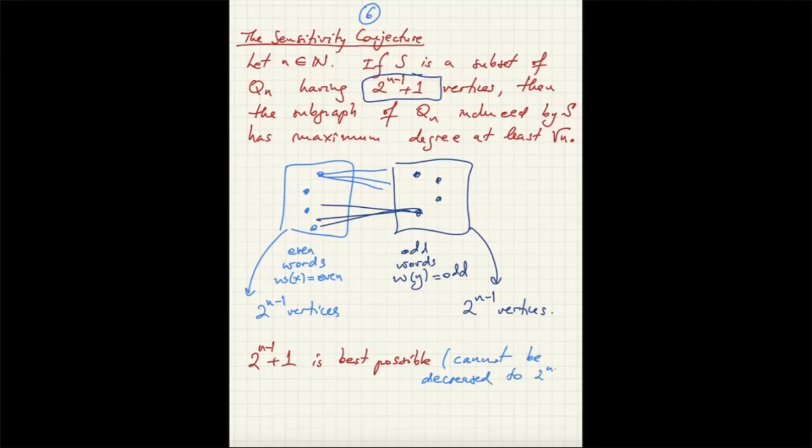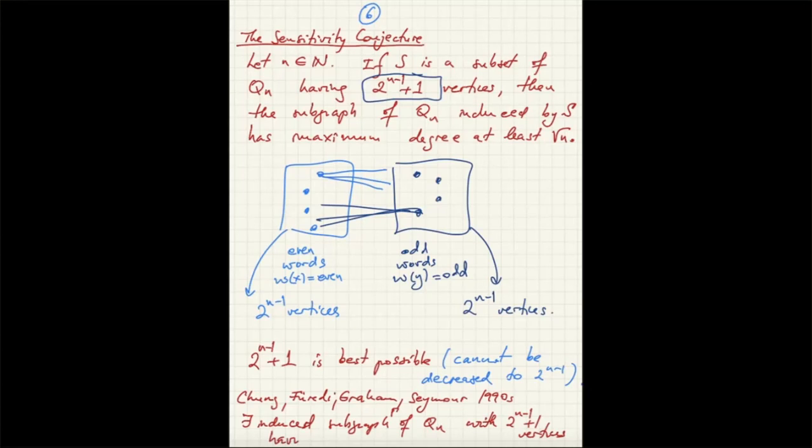Okay. And it follows from work of some famous mathematicians, Fan Chung, Zoltán Füredi, Ron Graham, and Paul Seymour, also from around the 1990s, that there exists an induced subgraph, let's call it gamma, of Qn with 2^(n-1) plus 1 vertices having the maximum degree of gamma equal to square root of n. So this is when n is a perfect square.